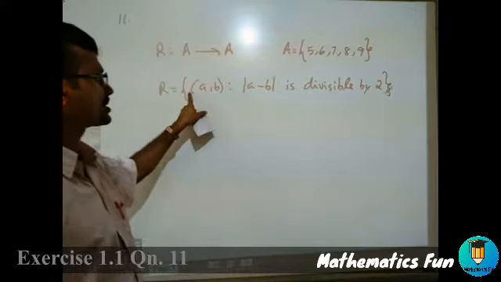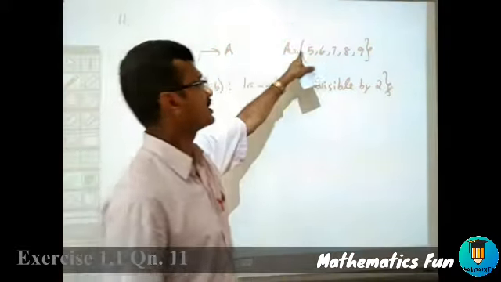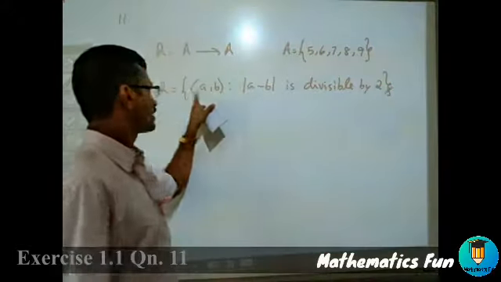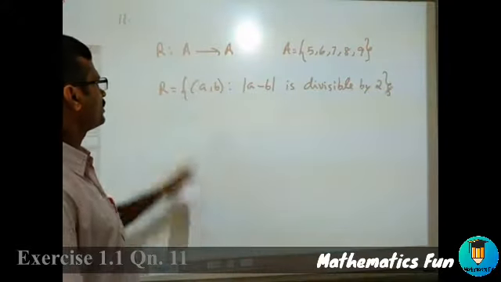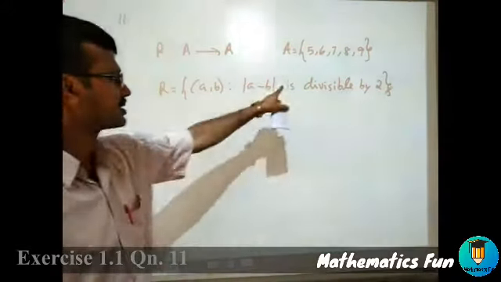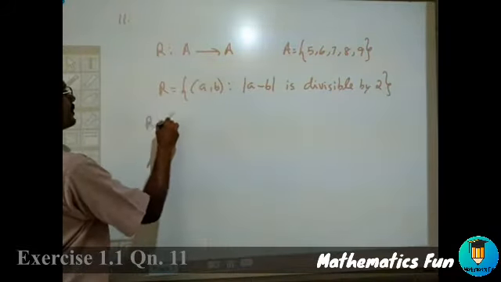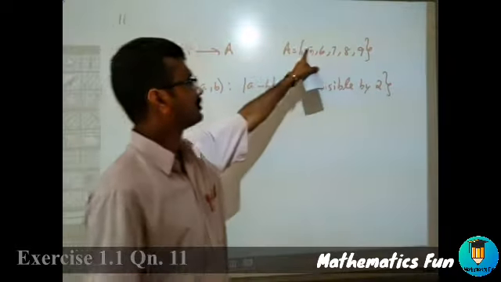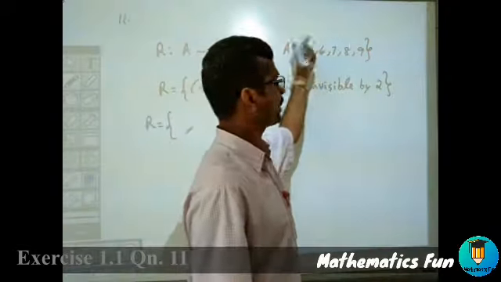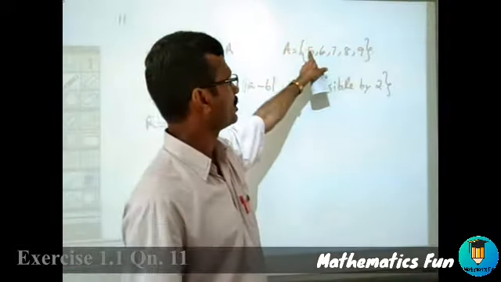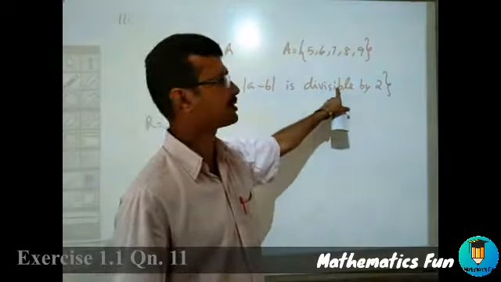First of all, we have to prove that the relation is an equivalence relation. It is a relation from A to A, and the elements of A are 5, 6, 7, 8, 9, and the relation is given: modulus of a minus b is divisible by 2. So first of all, we will write the elements of R under this relation. For getting the relation, we have to look at the cross product, A cross A. Naturally there will be 5 into 5, 25 elements, but we look for only this case. We don't have to write all those things.